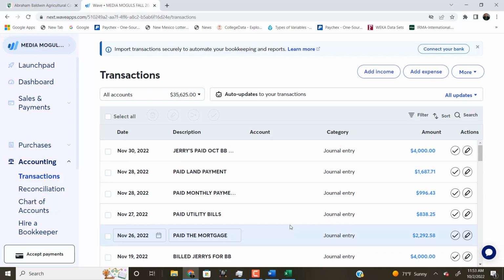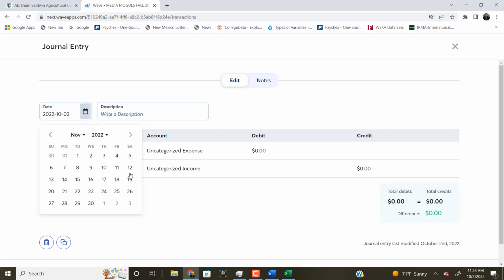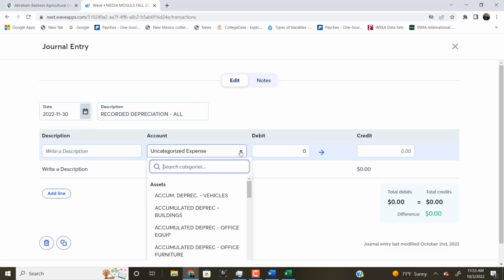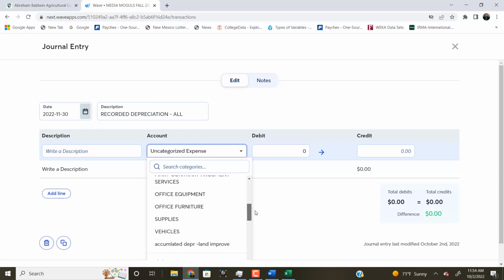Okay. Now, since I'm pressed for time, I'm going to do this in one big entry. More. Add a journal transaction. It'll be on November the 30th. You can separate them if you want to, that's fine. Recorded depreciation. All right, so depreciation expense. Now the depreciation expense is going to be the total for all of these.